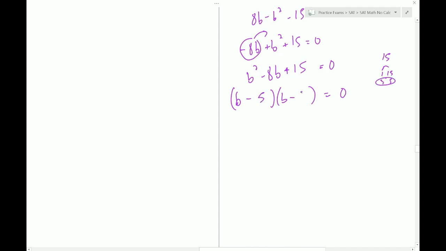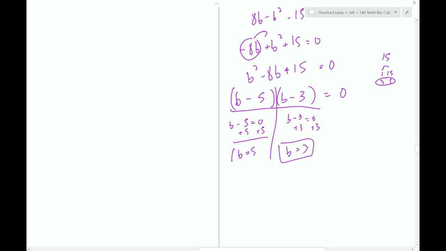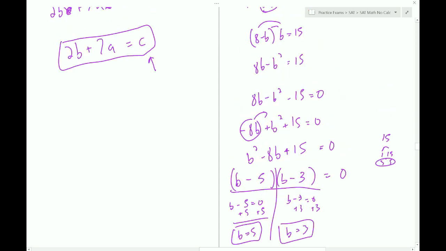So we could put the bigger number here, and then we can t-chart. So b minus 5 equals 0, b minus 3 equals 0. And we can add 5, add 5. So b equals 5, add 3, b equals 3. So the two solutions we get are b equals 3 and b equals 5.